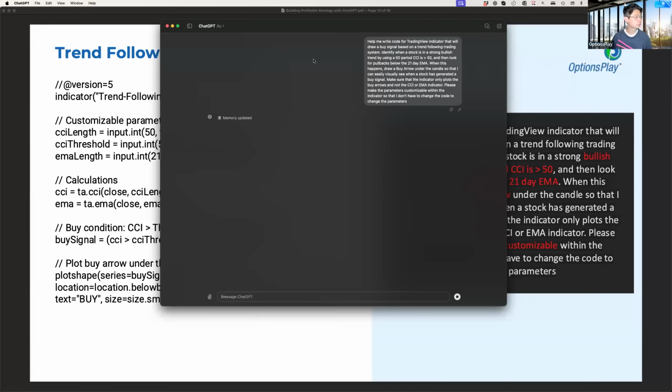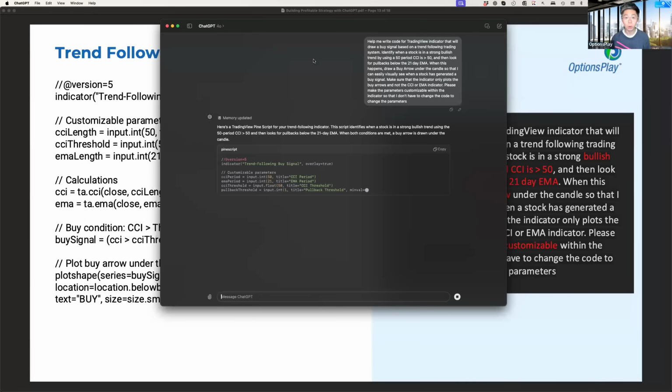And as you can see, it's able to take the prompt that I just wrote, and you can basically do the same thing. Once you have these slides, you can copy and paste these prompts into ChatGPT, and it's going to be able to start spitting out code that you can use for TradingView. So here it is. Here's the code. It's a Pine script code.